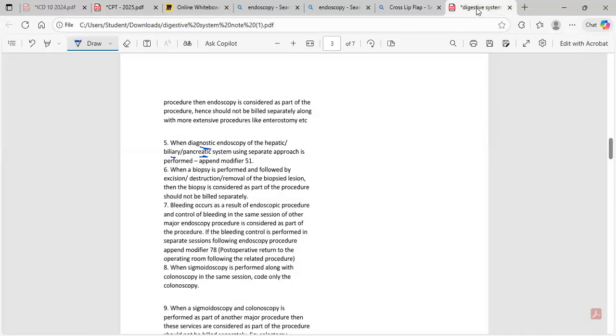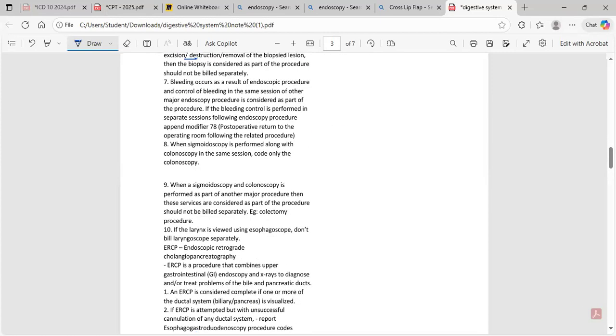Let's see if I have missed any guidelines. We have covered this one. But the next thing is if a biopsy is performed followed by therapeutic excision, destruction, or removal of the biopsied lesion, then the biopsy is included and considered an integral part, and you are not going to bill the biopsy separately.